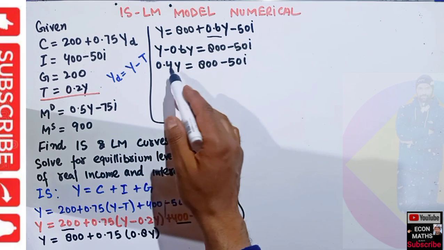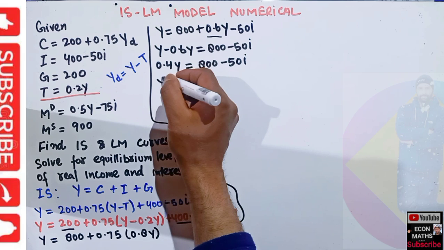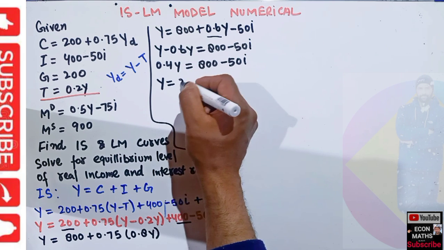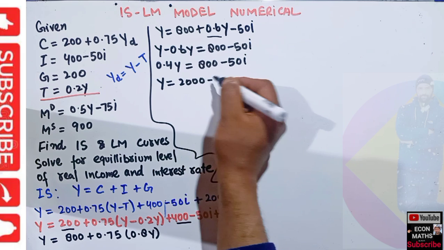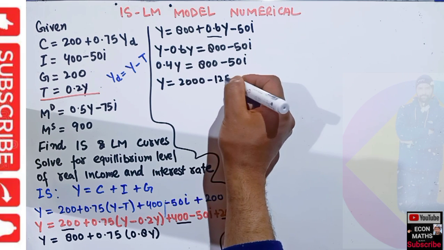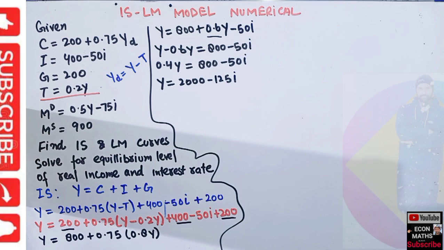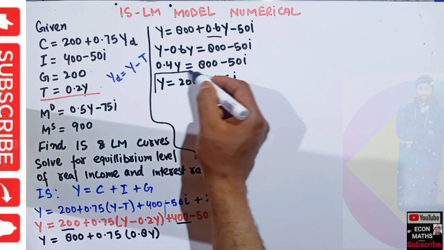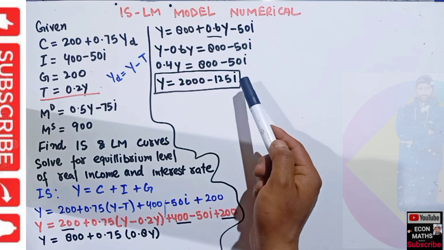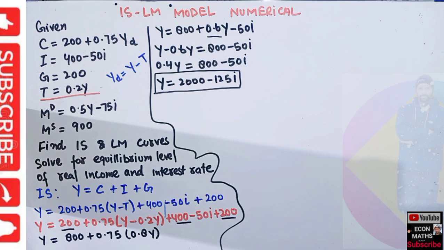Dividing both sides by 0.4, we will get Y is equal to 800 divided by 0.4, which comes out to be 2000, minus 50 divided by 0.4, which comes out to be 125i. So this is our IS equation or IS curve, and it shows us a negative relationship between rate of interest and level of income.